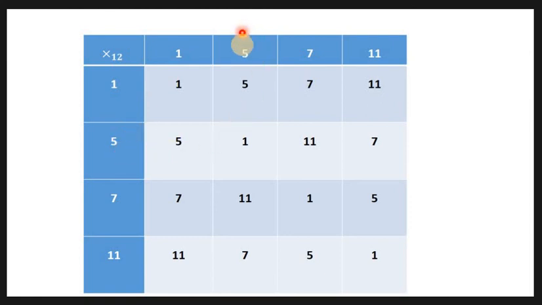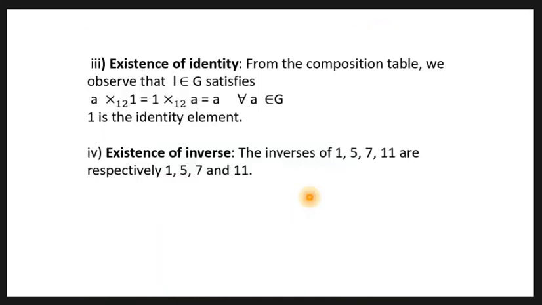And 5 into 5 is equal to 1. So the inverse of 5 is 5. And 7 into 7 is equal to 1. So the inverse of 7 is 7. For the inverse of 11, the identity element 1 is present here. Corresponding to this column, the leading element is 11. So 11 into 11 is 1. So the inverse of 11 is 11. Hence the inverses of 1, 5, 7, 11 are respectively 1, 5, 7 and 11 itself. Therefore, every element has an inverse.